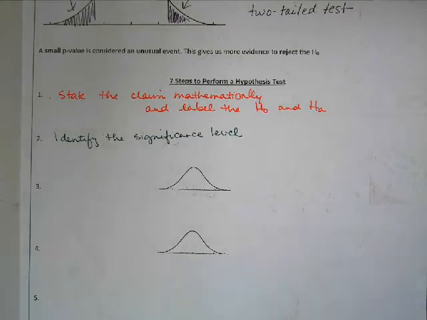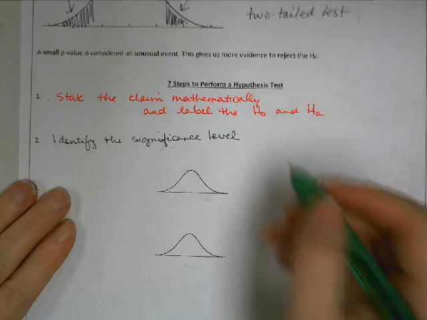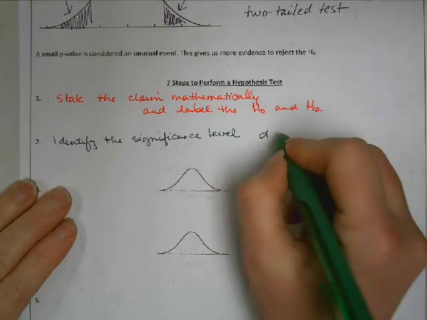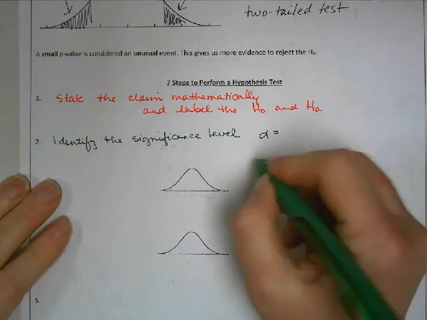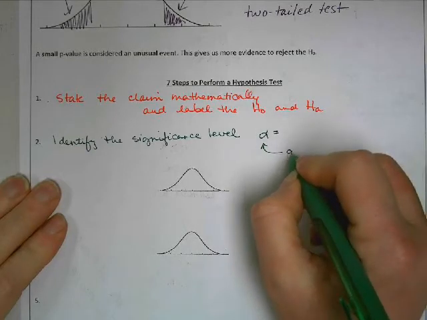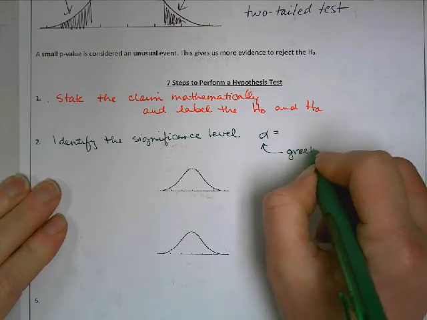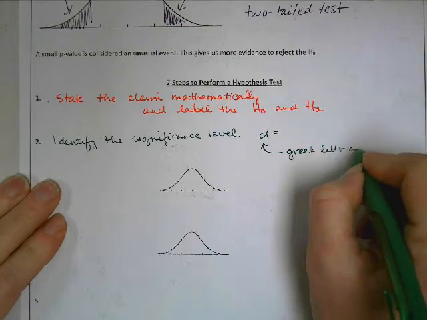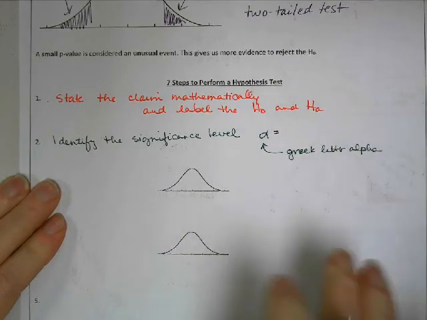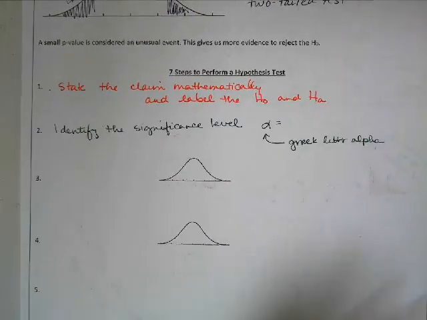And that is going to have a new letter that we have not encountered. Looks like a fish. That's alpha. That's lowercase alpha in the Greek alphabet. It's like a fish. And that's what we use to identify our significance level.